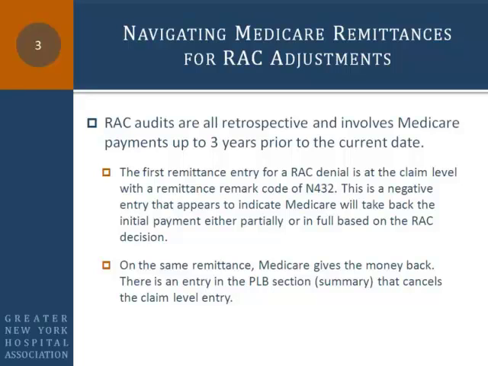The entry will either be by a complete reversal of the previous paid claim or a negative entry for only the amount of the adjustment, as in the case of a DRG down code in which the hospital is to receive less money. As an example, the hospital was originally paid $10,000 and the RAC found $5,000 to be the correct payment. Therefore, $5,000 is taken back. This claim level entry will have a remark code of N432 to indicate it is based on a RAC denial.